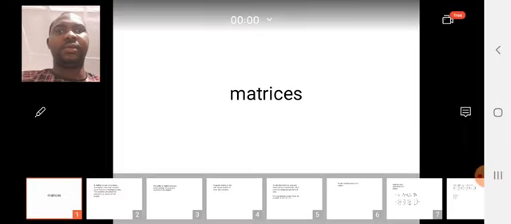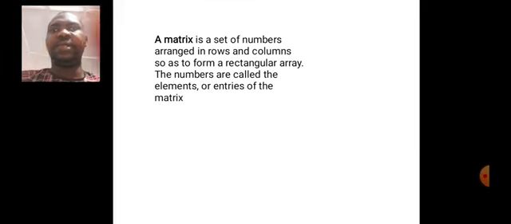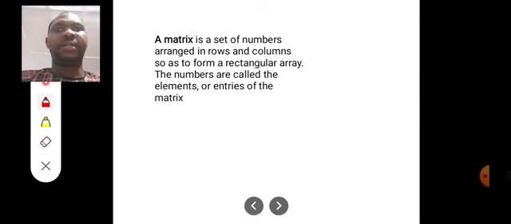Okay, in this video series, we'll be looking at matrices. A matrix is a set of numbers arranged in rows and columns so as to form a rectangular array. The numbers are called the elements or the entries of the matrix.